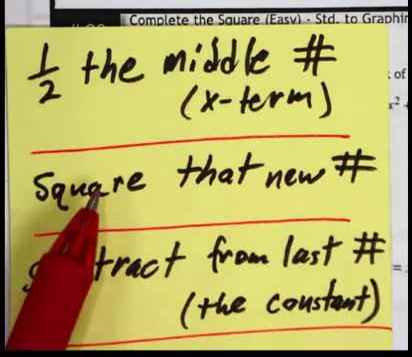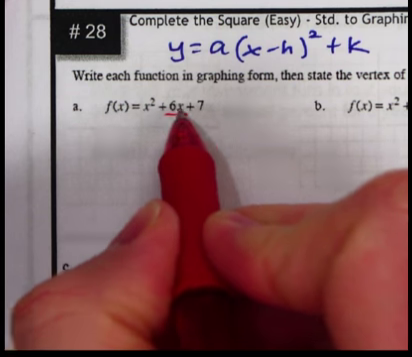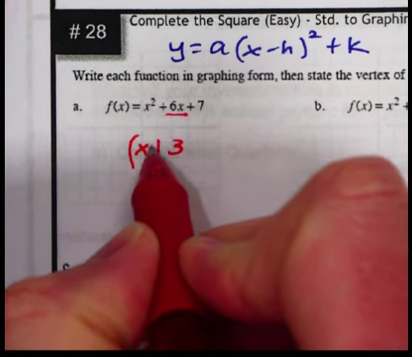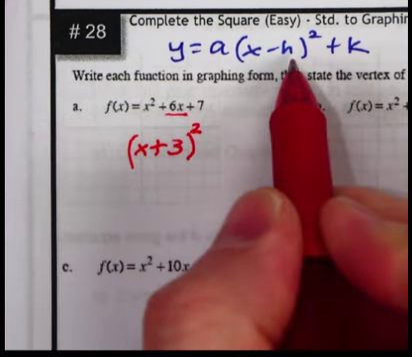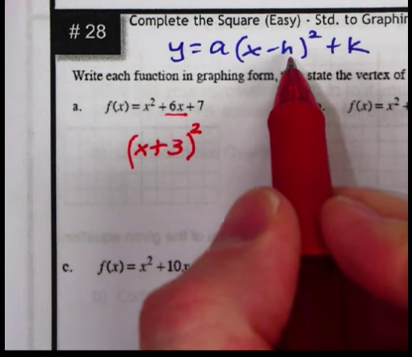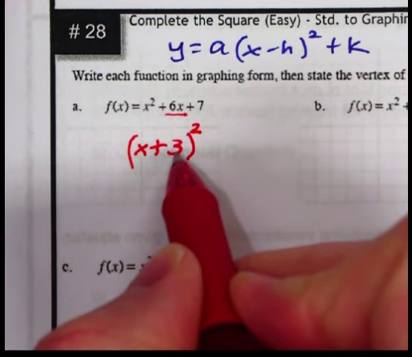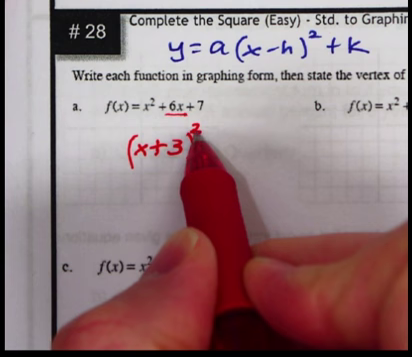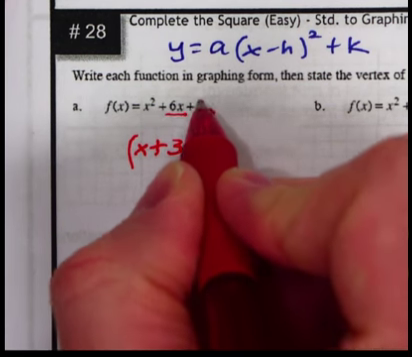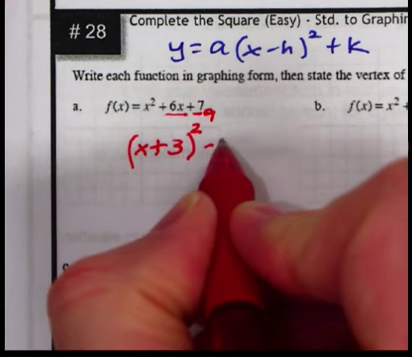What I mean by that is this. We take half of this x term, so this is the x term, the middle number, half of it would be 3. I put a 3 right there. Then I look at this and say, oh, that would give me x plus 3 squared, because I'm turning it into graphing form like it is up here. So x plus 3 squared. Well, then square that number. 3 squared is 9. Then I take 9 from the last number, and 7 take away 9 is negative 2.